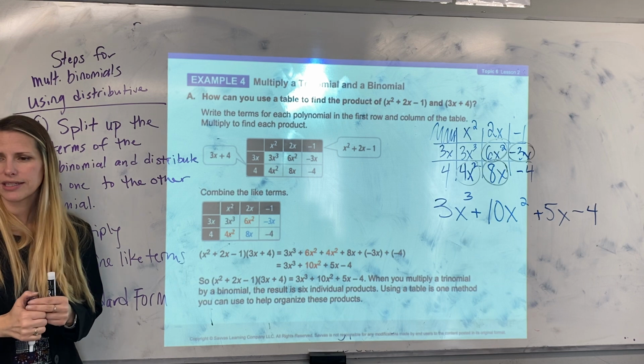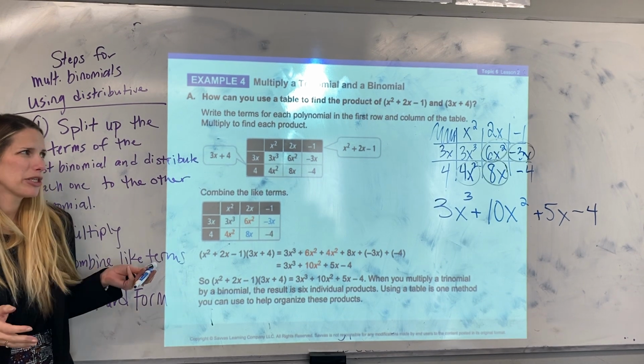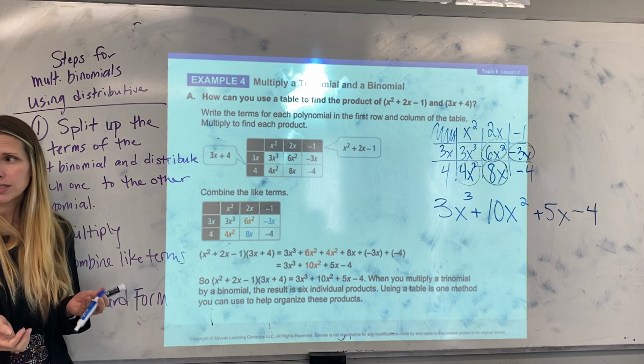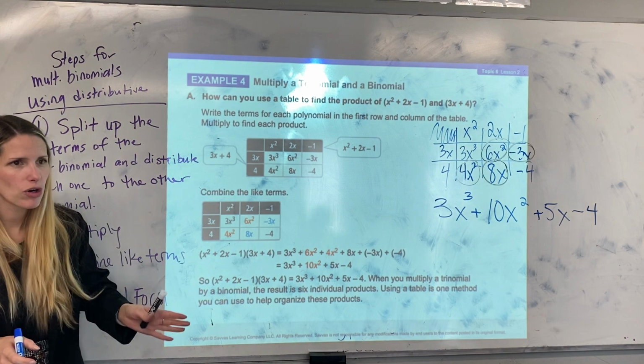So the process for this is the exact same process that we used for the table for binomials. You just have an extra row.